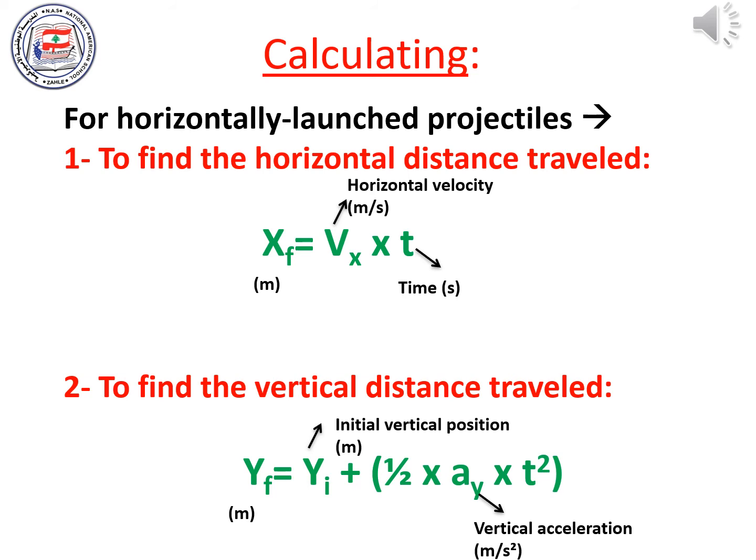So if you have it in another unit, you need to convert it to seconds, and then you put it in the equation. 2. To find the vertical distance that is traveled, which is Yf, also measured in meters because it is distance, it is equal to Yi, which is the initial vertical position, also measured in meters, plus half times Ay, which is the vertical acceleration, times time squared, which is measured in seconds.